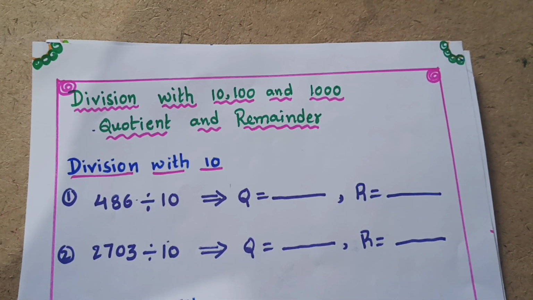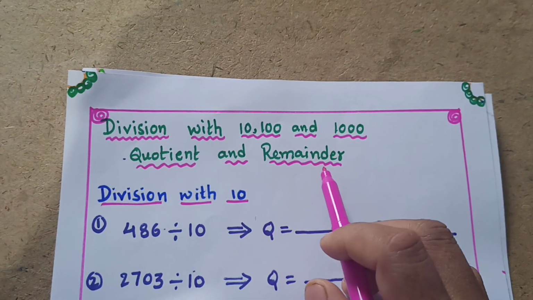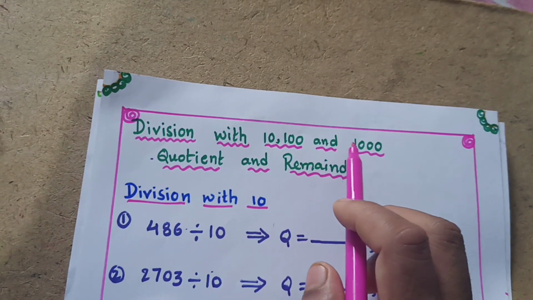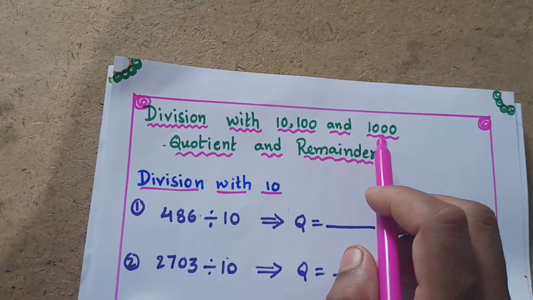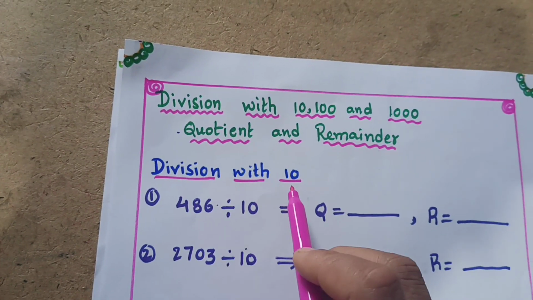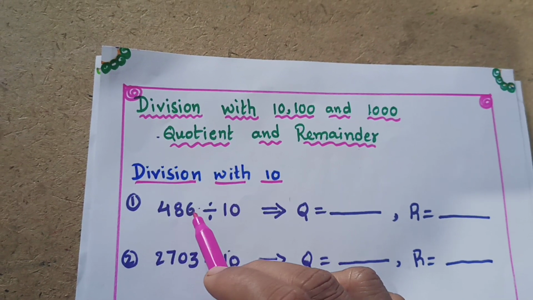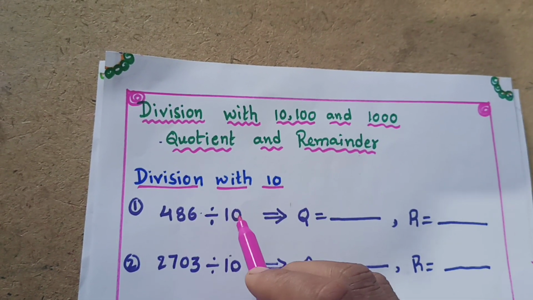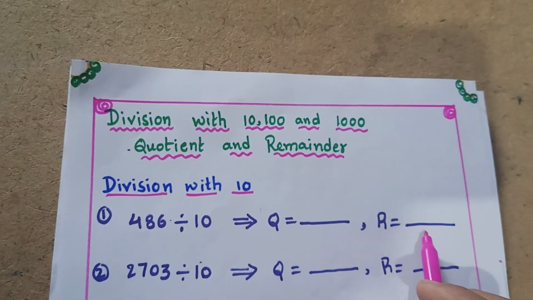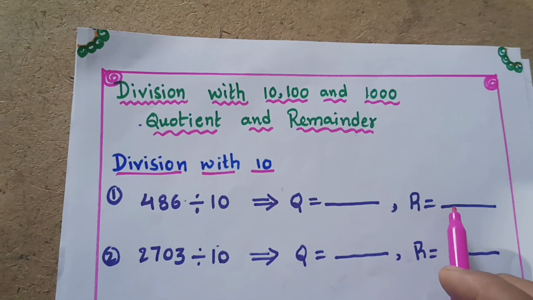Today we are going to learn how to find the quotient and remainder when a number is divided by 10, 100 and 1000 without actual division. Let us start. Division with 10. In the first example, I am going to divide 486 by 10. Without actual division, I have to write the quotient and remainder. How can I write? Let us see, children.